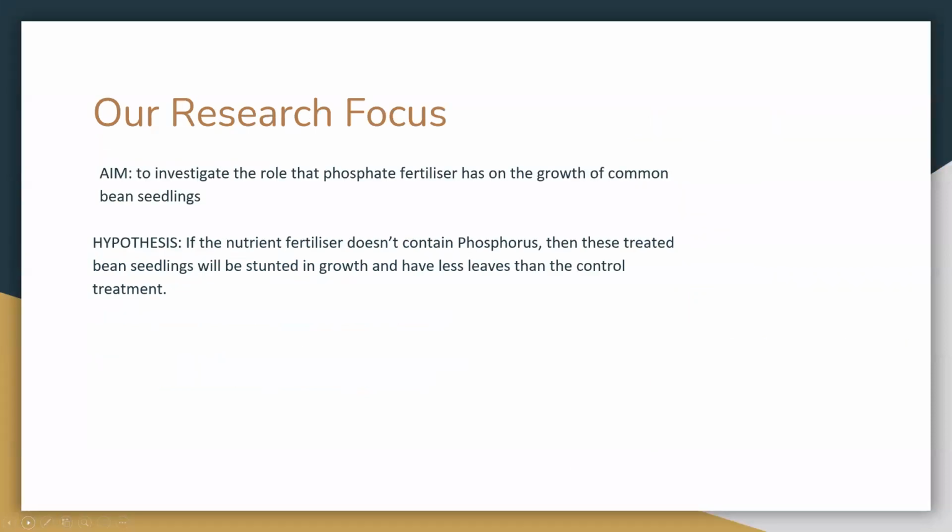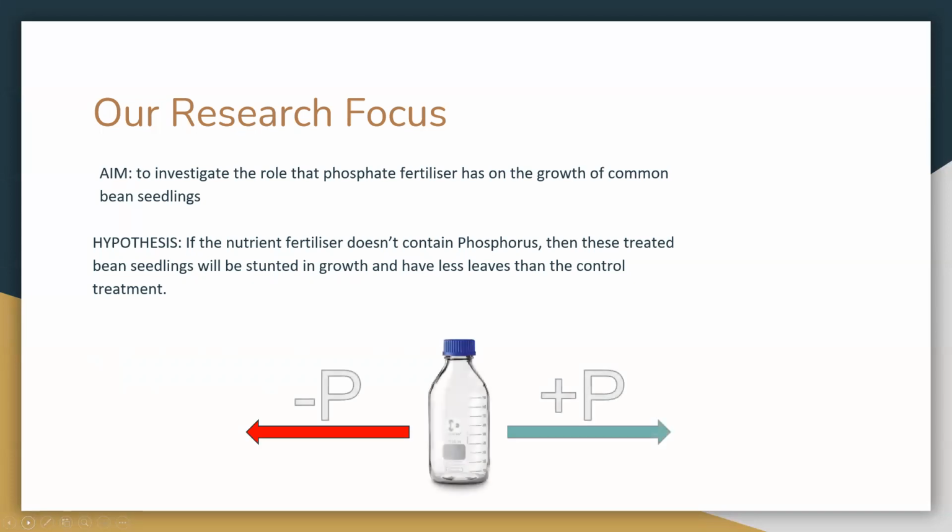The aim of our research was to investigate the role that phosphorus has on the growth of common bean seedlings by using a nutrient fertilizer containing all required nutrients, and comparing this to a nutrient fertilizer lacking only phosphorus. We hypothesized that the removal of phosphorus from the fertilizer solution would cause a decrease in plant growth and leaf number, compared to the seedlings treated with the full nutrient solution, including phosphorus.